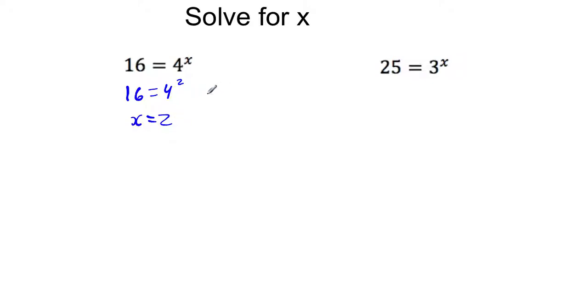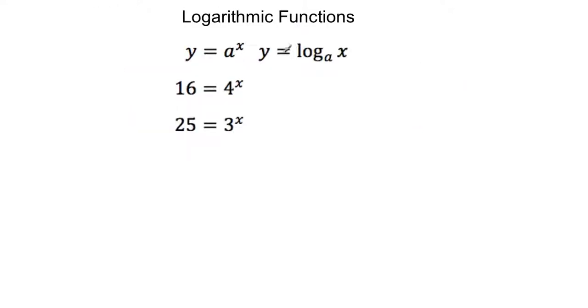And that's great. But what about 25 is equal to 3 to the x power? Well, 3 squared is 9. 3 to the third is 27. So some number between 2 and 3? What exactly is it? Well, we can't just guess and check like we did for this. So what we actually need to use is an inverse operation for an exponential. That inverse operation for an exponential is called a logarithm.